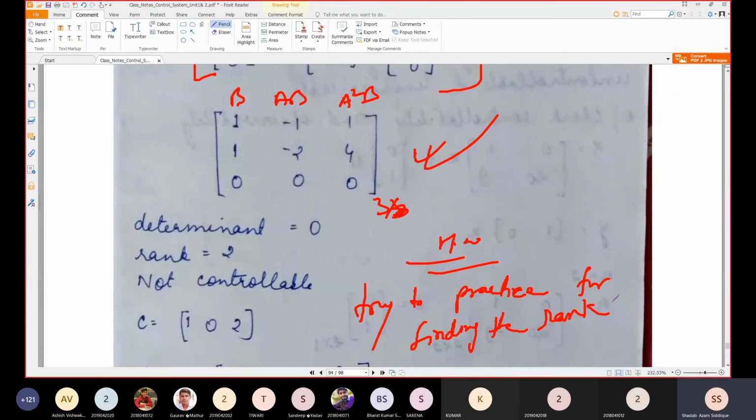Not absent, I'll cut 1 mark. Okay, good. Okay, we won't cut marks, we'll mark you absent. Okay. Jokes apart, see, try to practice for finding the rank.